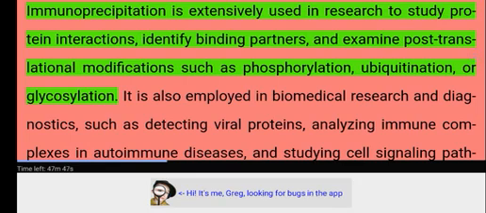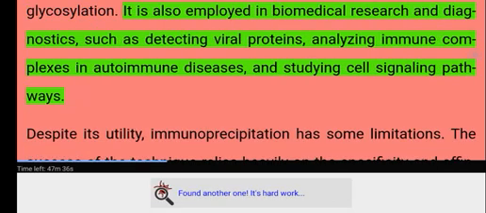Immunoprecipitation is extensively used in research to study protein interactions, identify binding partners, and examine post-translational modifications such as phosphorylation, ubiquitination, or glycosylation. It is also employed in biomedical research and diagnostics, such as detecting viral proteins, analyzing immune complexes in autoimmune diseases, and studying cell signaling pathways.